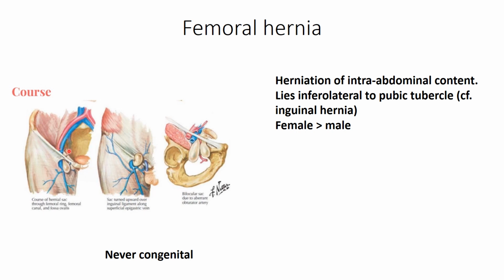And owing to the increase in intra-abdominal pressure because of pregnancy, obesity or chronic cough, and more so with advancing age, as the age advances there are more chances of this happening. So because of that, these intra-abdominal contents, the coil of intestine or the peritoneal fold, may herniate through this femoral canal, and this is known as the femoral hernia.